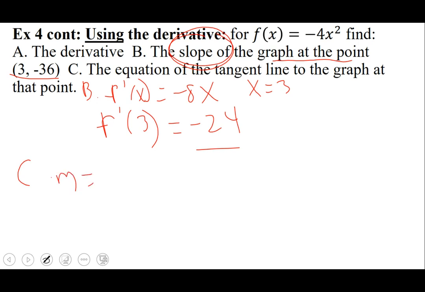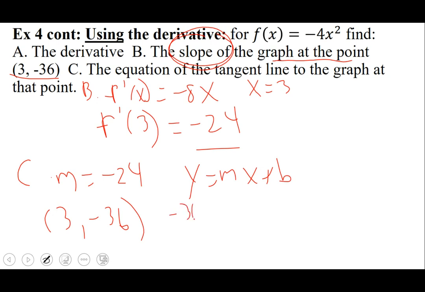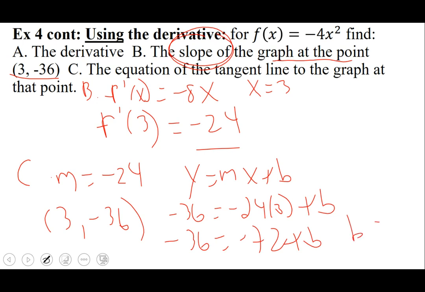To find an equation of any line, whether it's a tangent line or not, you need a slope and you need a point. Then whether you do point slope or y equals mx plus b, I've already shown you a couple of point slopes, so I'll show you a y equals mx plus b. So negative 36 equals negative 24 times 3 plus b. Negative 36 equals negative 72 plus b. B equals, add 72, 36. So your final answer for C is y equals negative 24x plus 36.